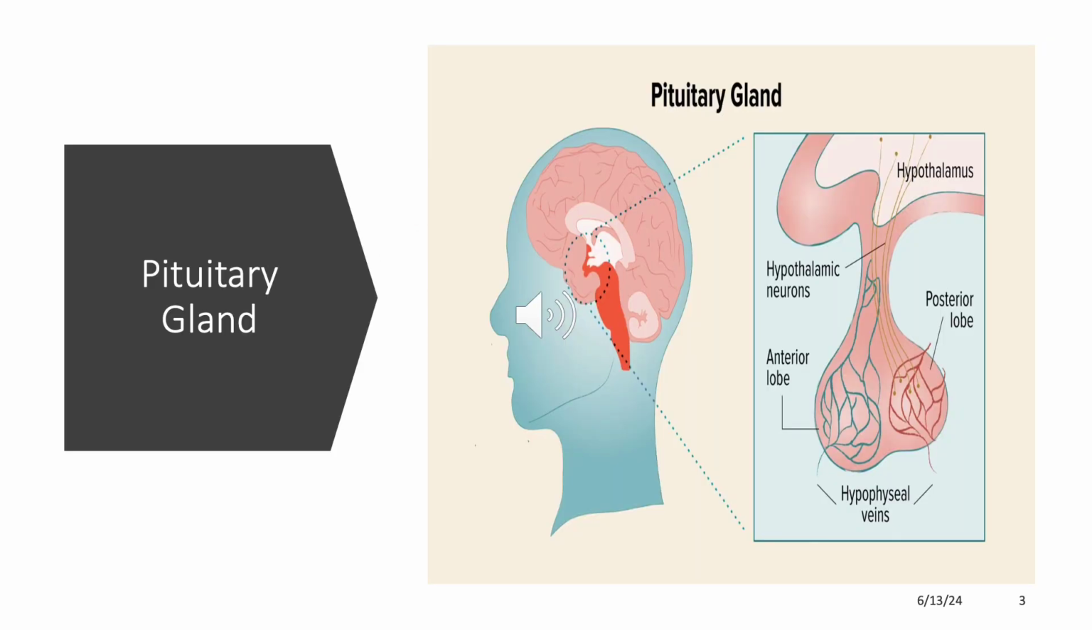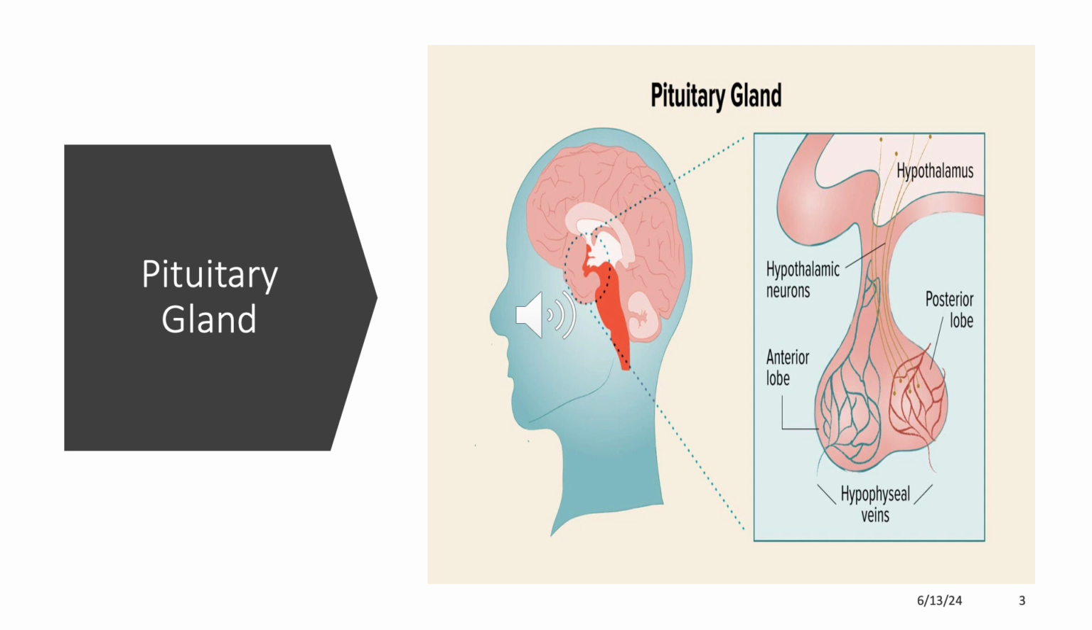Let's talk a little bit more about the pituitary gland. The pituitary gland is composed of two lobes with distinct functions. The anterior lobe, meaning towards the front, secretes hormones controlled by hormones secreted by the hypothalamus. In other words, hormones are actually produced and secreted in the anterior lobe in response to hormones secreted by the hypothalamus.